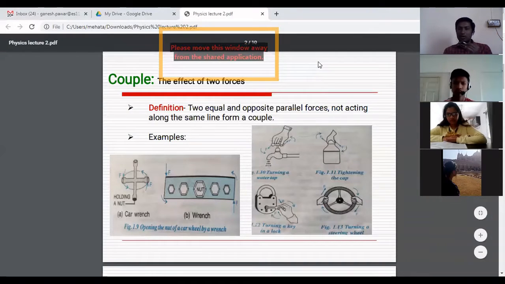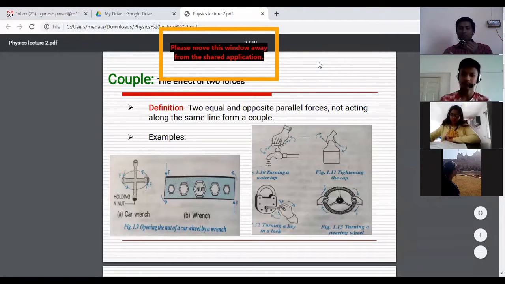Now, let me tell you that if there is a moment of force or a couple, both of them produce a turning effect. Sometimes in a textbook you will get confused, because both of them are called torque. But what is the difference between couple and the moment of force? Both have the same ability: both produce a turning effect.